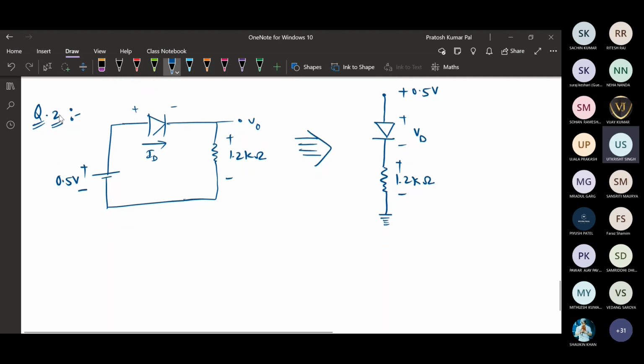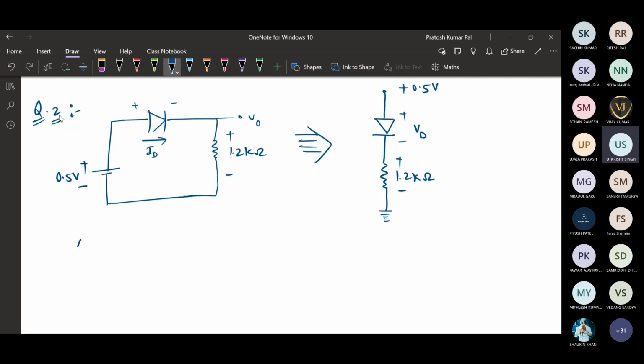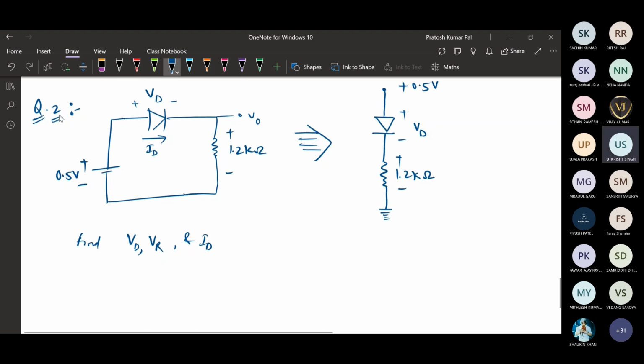So here what we need to do is find the voltage drop across the diode, the voltage drop across the resistor, and ID, that is the current flowing through the circuit. This we need to find out.